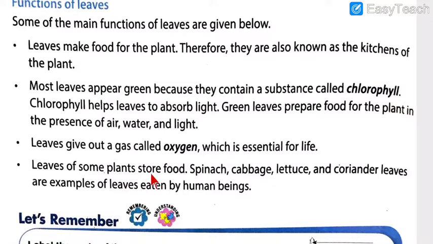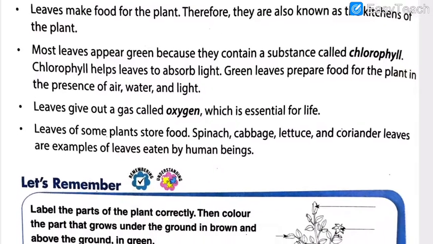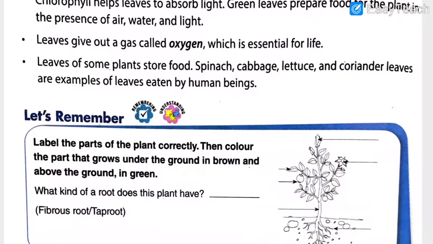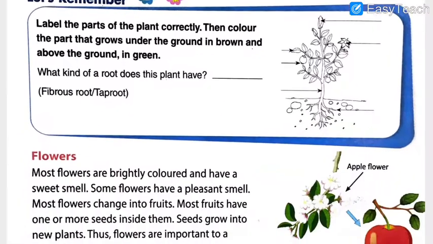So leaves of some plants store food. Spinach, cabbage, lettuce and coriander leaves are examples of leaves eaten by human beings. So these are a few examples, like we had examples for the stem and the root. These are the leaves which human beings eat. You might have heard spinach a whole lot of times and cabbage, because these two are very famous in all the houses. With examples, I hope this was easy for you to remember.